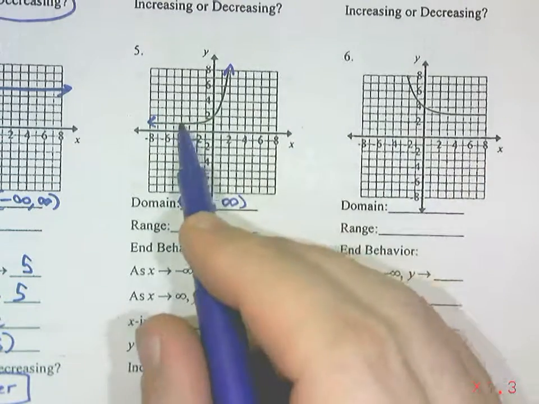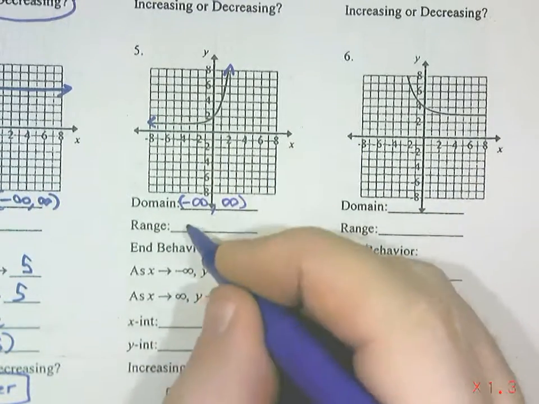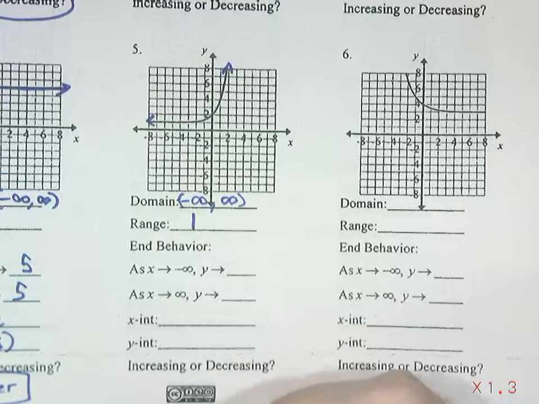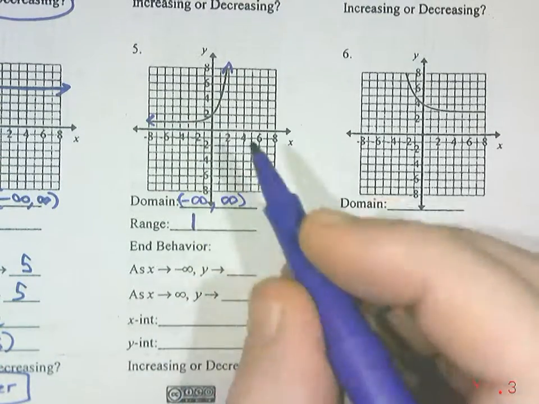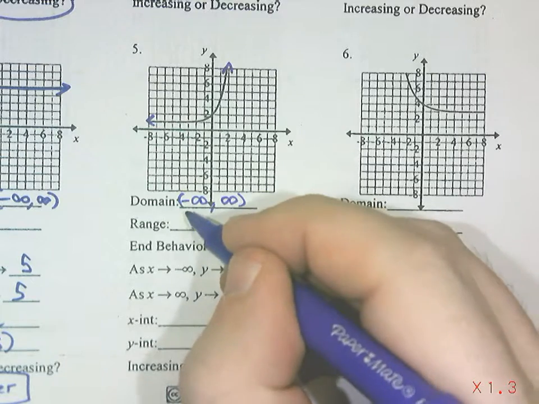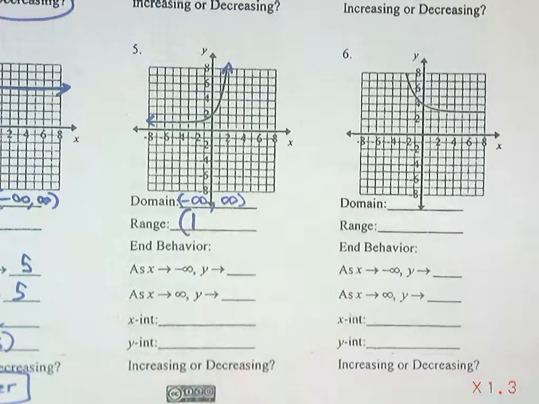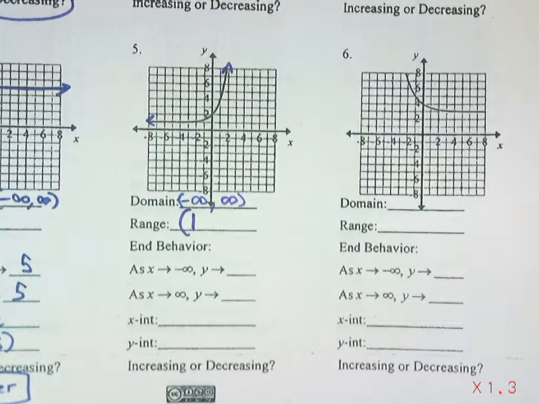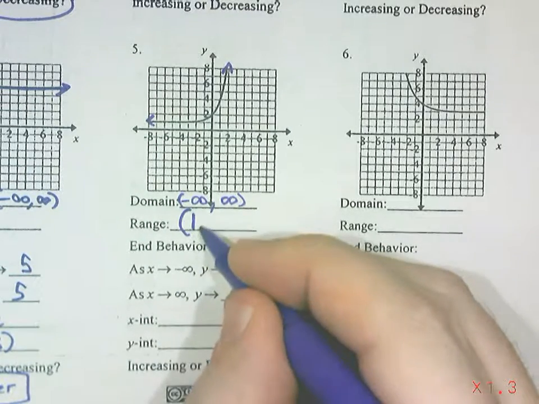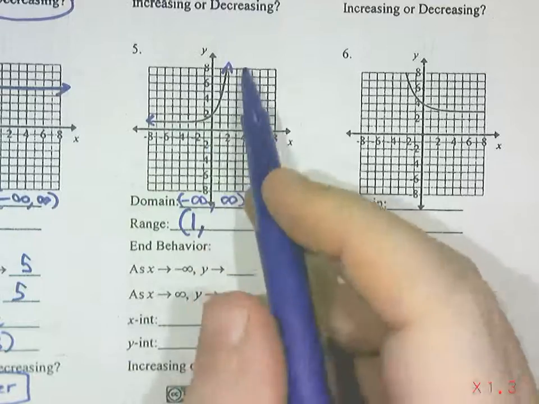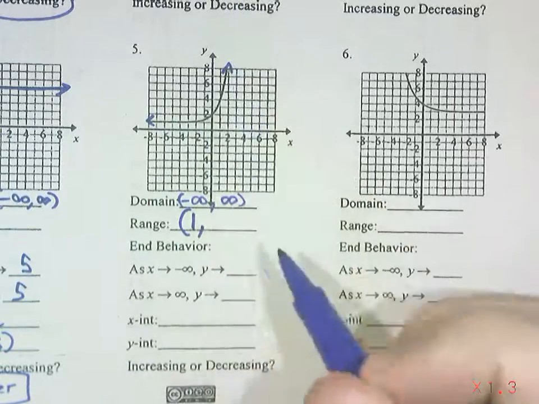So the smallest y value that it's going to have here is going to be 1. It's never going to actually pass 1. It's just going to get infinitely close. And because it's not quite equal to 1, we don't use a bracket. We use a parenthesis to show that it's infinitely close to 1, but not actually including 1. Okay, and then the greatest y value looks like it goes up forever, so that would be positive infinity.